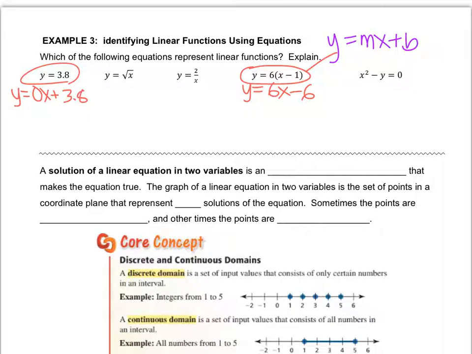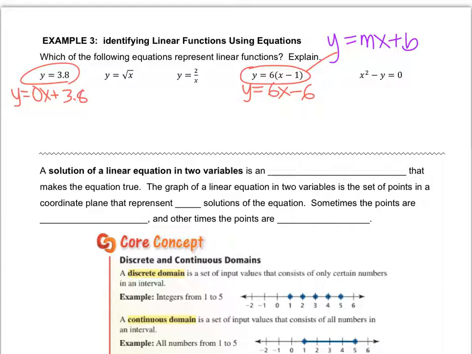Now, this second one right here, y equals the square root of x, is not linear because here there's no square root symbol. This one has this fraction with an x in the denominator, and if you look at the format, the formula, the x is not in a denominator anywhere. And this one has an exponent, which is also not in the format. So linear functions cannot have a square root, they cannot have x's in the denominator, and they also can't have exponents.